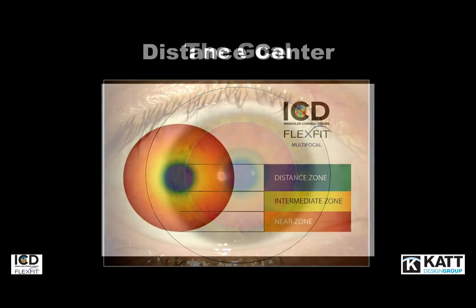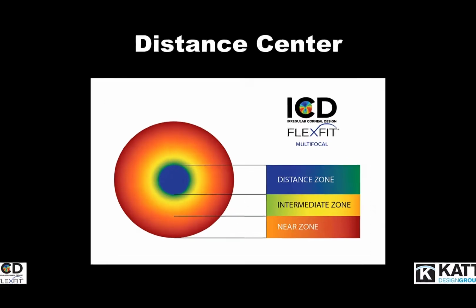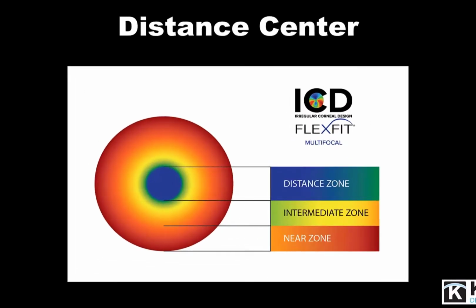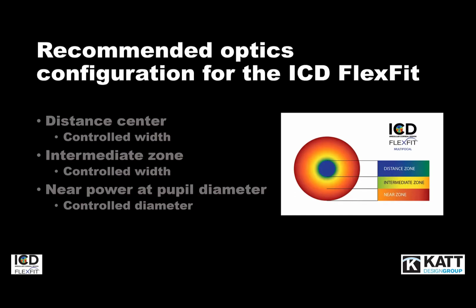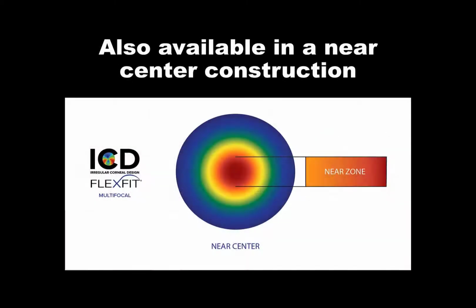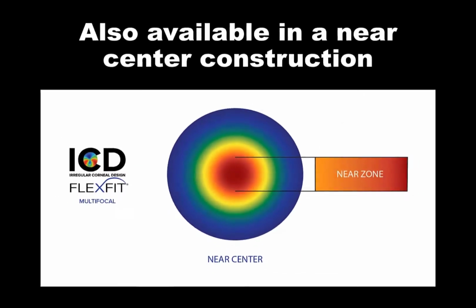multifocal lens. The most common configuration of the ICD FlexFit multifocal is a distance center with intermediate and near towards the periphery. With this construction, it allows you control over the distance center width, the intermediate zone width, as well as the near power diameter. Therefore, a high level of customization can be provided for each eye and each patient's visual needs. The lens is also available in a near center construction as well.